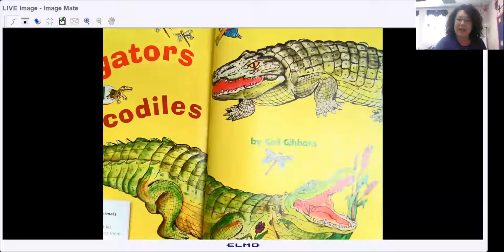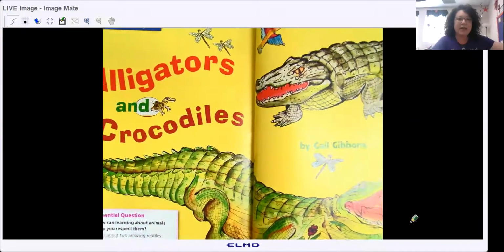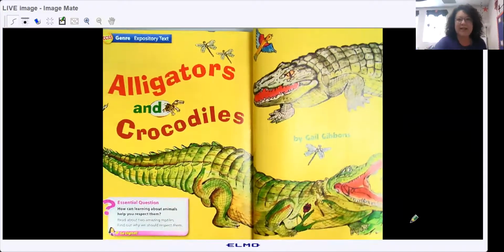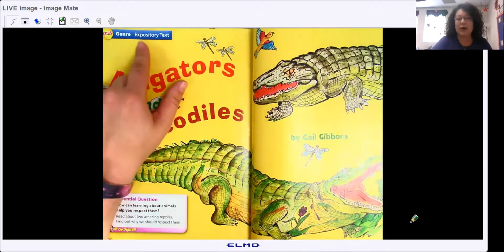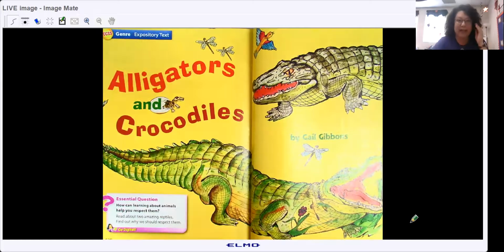You should also have the first page of your trifold and a pencil. And we are going to see how alligators and crocodiles are the same and how they are different. As you can see, this text is illustrated. And just because a text is illustrated does not mean it's fiction. It is expository. And remember, expository means explain. This is a nonfiction text, even though it's illustrated.